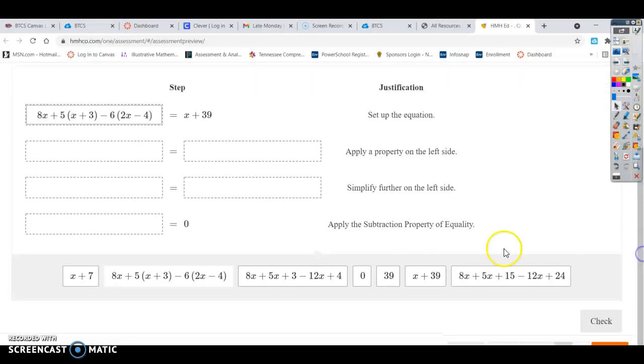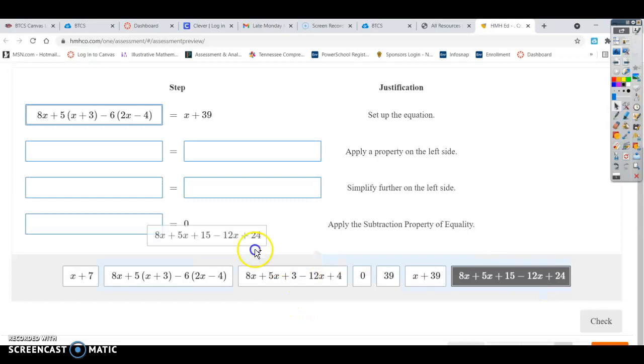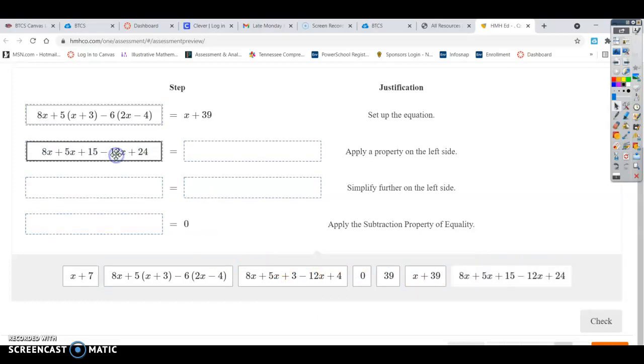All right, so what is the next step? The next step is going to be distributive property. And we've done that a couple times already. So we got 8x plus 15, and then minus 12x plus 24. All right, on this side, there's nothing really to simplify. So we're just going to bring that along. And it even says apply a property on the left. So since we can't do anything, we're going to bring the same thing down.